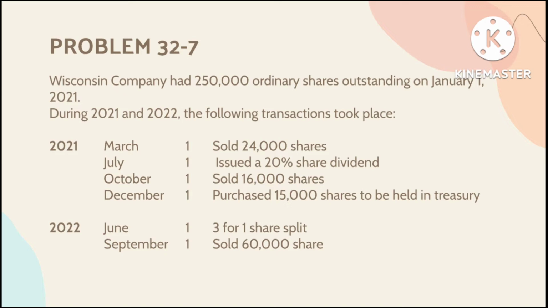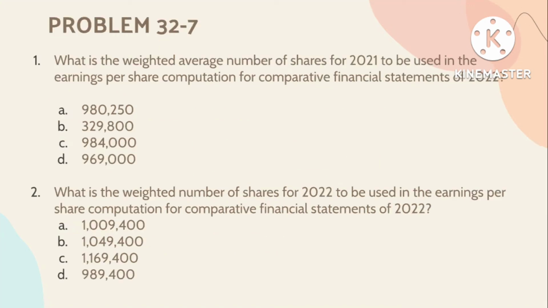Problem 32.7. Wincansin Company had 250,000 ordinary shares outstanding on January 1, 2021. So, ito po yung ating data. And ang hinihingi po dito is, what is the weighted average number of shares for 2021 to be used in earnings per share computation for comparative financial statements of 2022, and the weighted number of shares for 2022 to be used in the earnings per share computation for comparative financial statement of 2022.